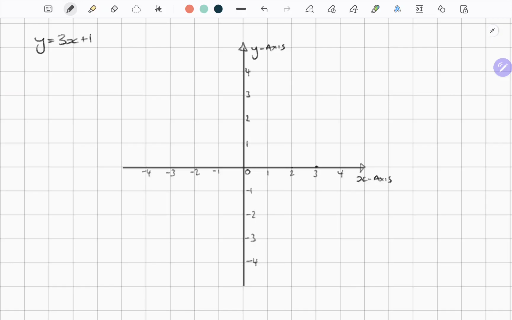So I've given the equation up the top here, y is equal to 3x plus 1. So what we're going to do now is just to put a table of values together. Let's say -1, 0 and 1. And we're going to plug these numbers into this equation to see what it spits out.